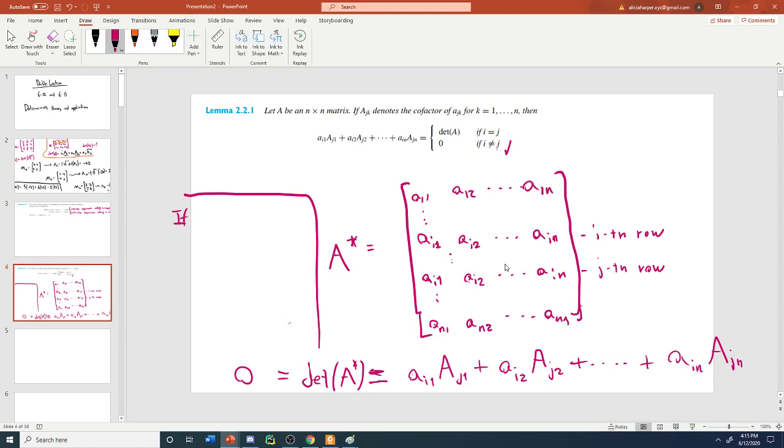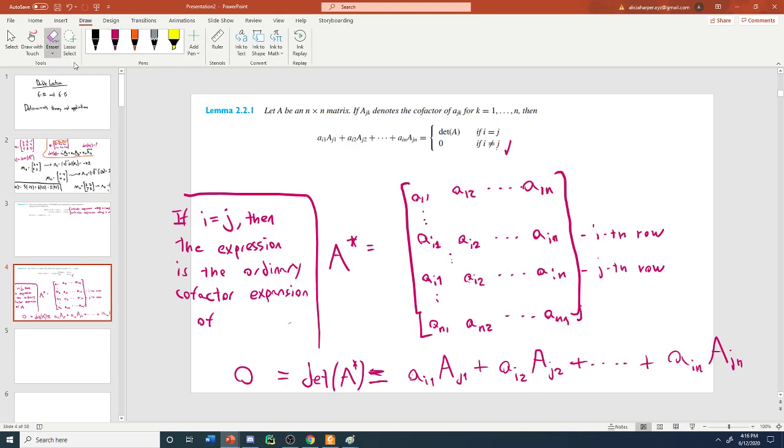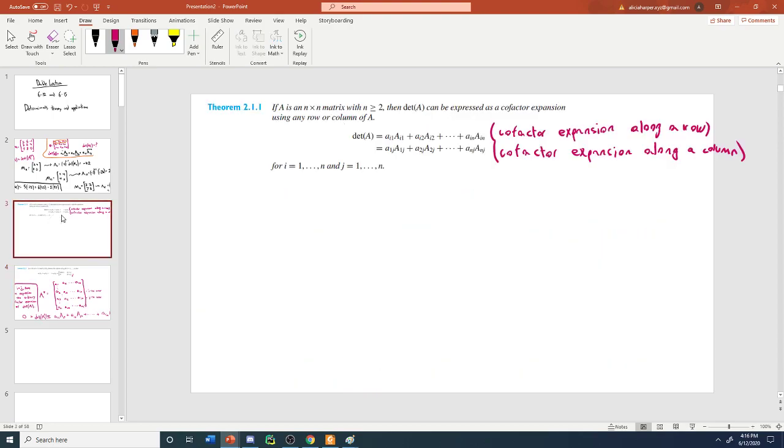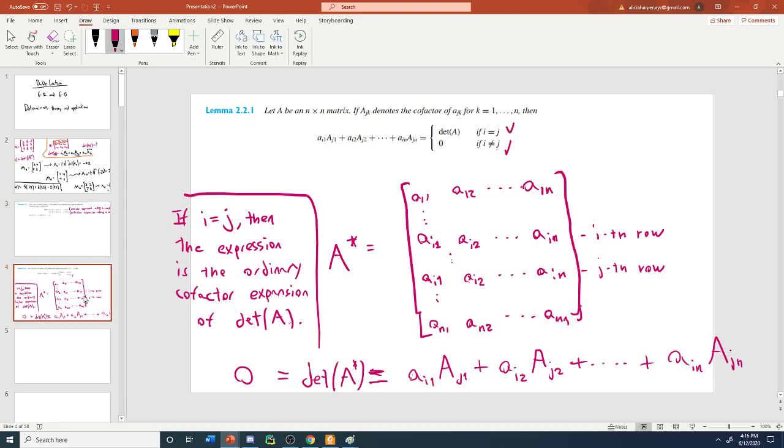And if i is equal to j, then the expression is the ordinary cofactor expansion of det A. And you can see that just by looking at the formula on the previous slide. And so that completes the proof of this lemma.